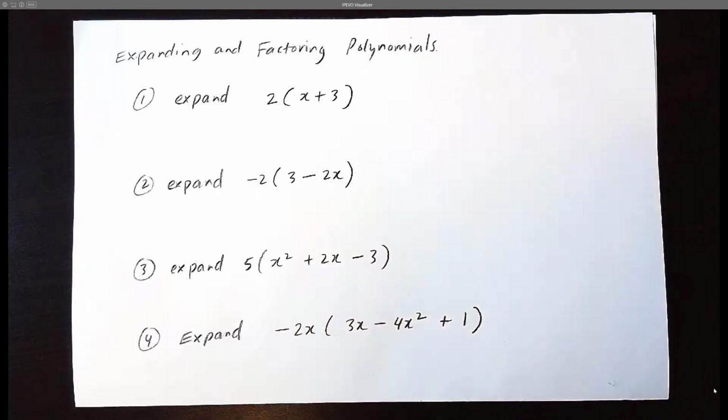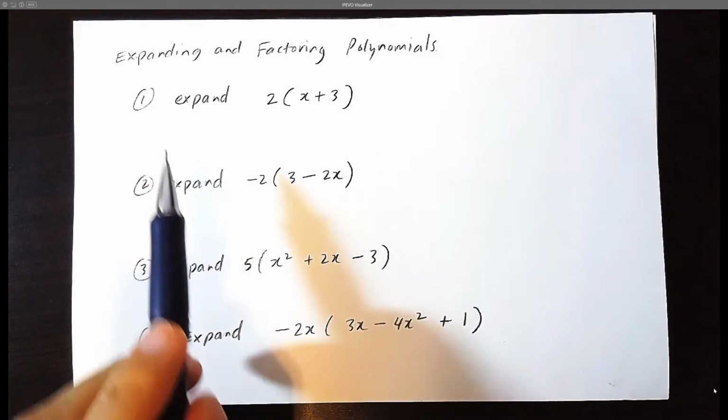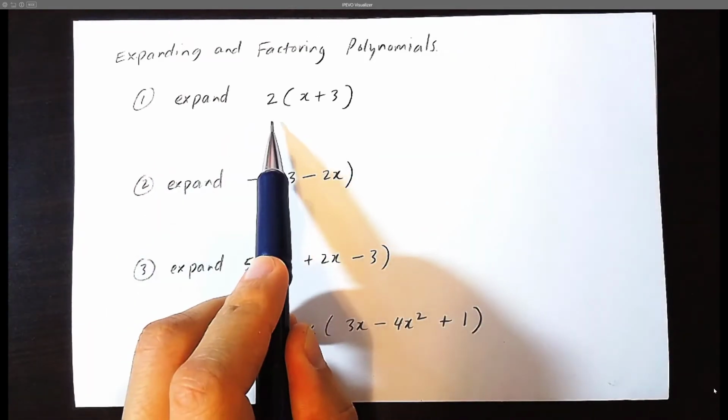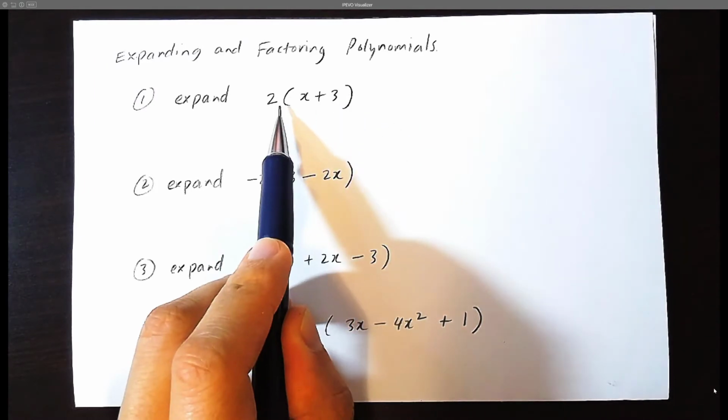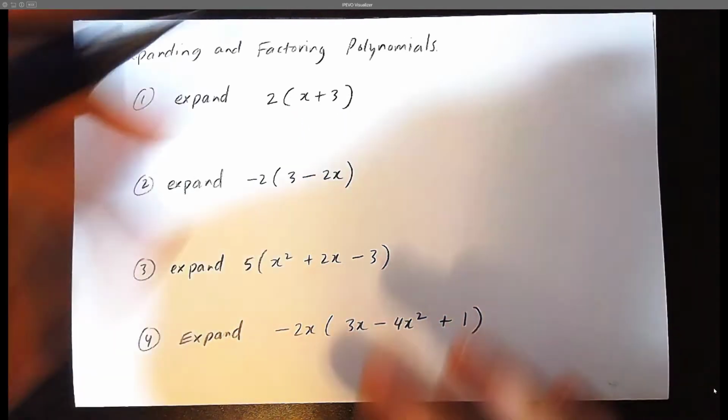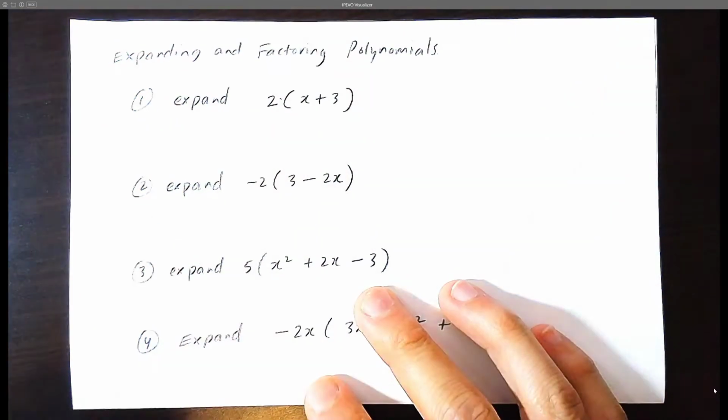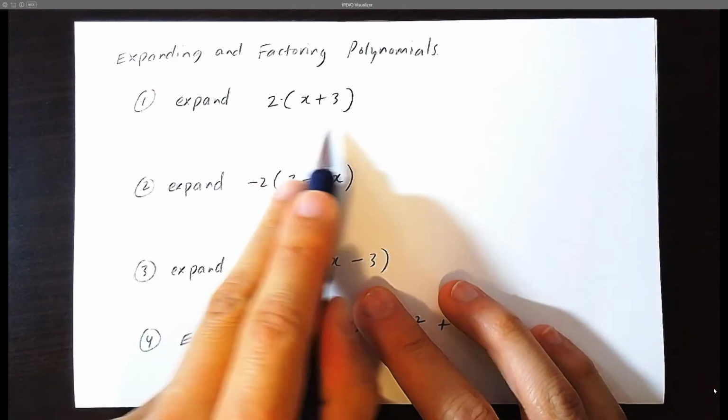In this playlist, I'd like to practice expanding and factoring polynomials. Let's begin by expanding only. We have 2(x + 3). When you have a number and a bracket, it means to multiply. We're going to multiply 2 times something.